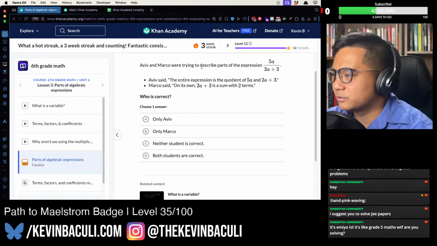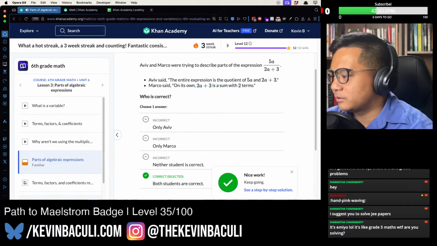Avery and Marisol were trying to describe parts of 5a over 2a plus 3. The entire expression is a quotient of 5a and 2 plus 3. Okay. Avery is correct on its own. 2 plus 3. Sum with two terms. Both are correct.